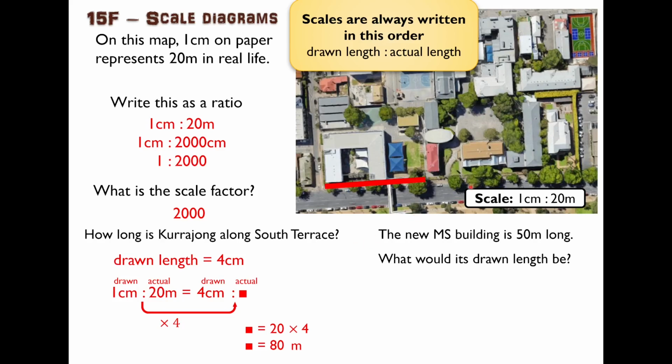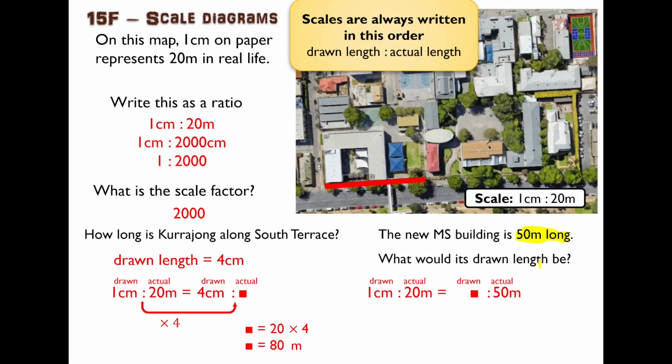Similarly, we can do the reverse problem. If we know the real world length, in this case the real world length of the new middle school building, now called the Graham Lang Centre, is 50 meters long, we can figure out how long we need to draw it on the diagram. And again, I can start with the scale that's given in the diagram. 1 centimeter is to 20 meters. And that scale, 1 centimeter drawn on paper, is 20 meters in the real world, actual. In this scenario, I've got this information here, the middle school building is 50 meters long. Is that drawn or is that actual?